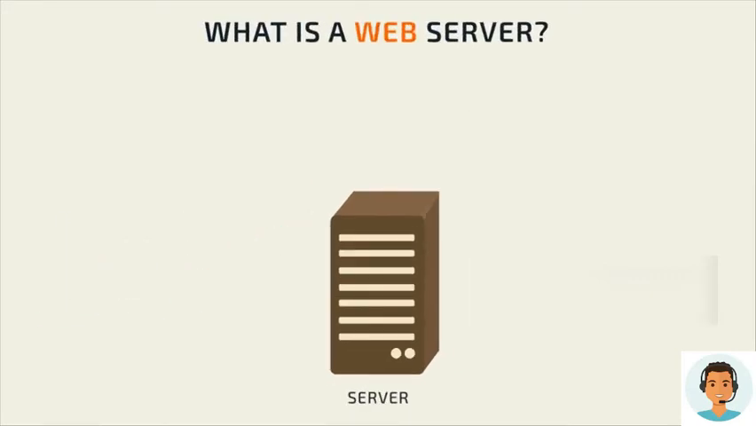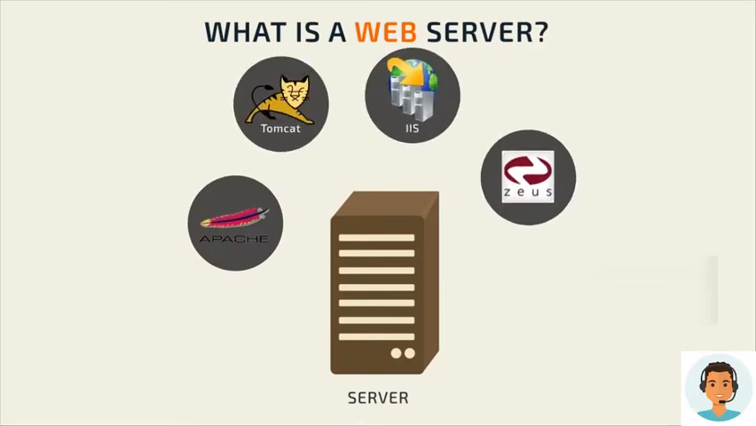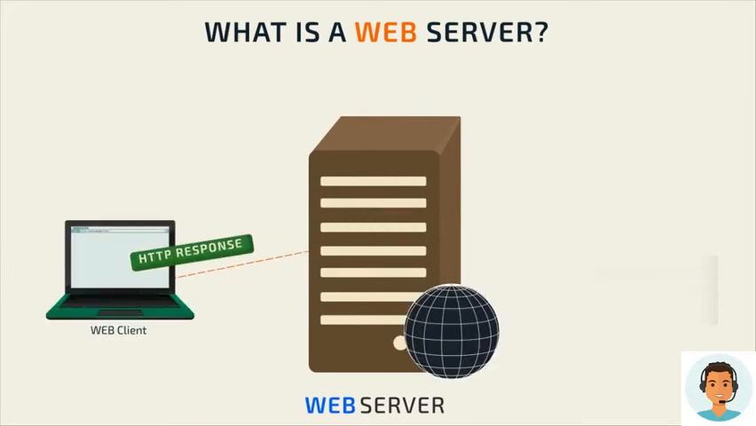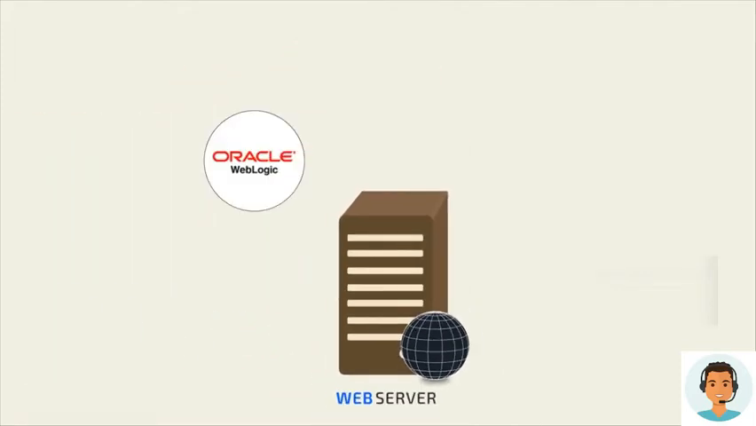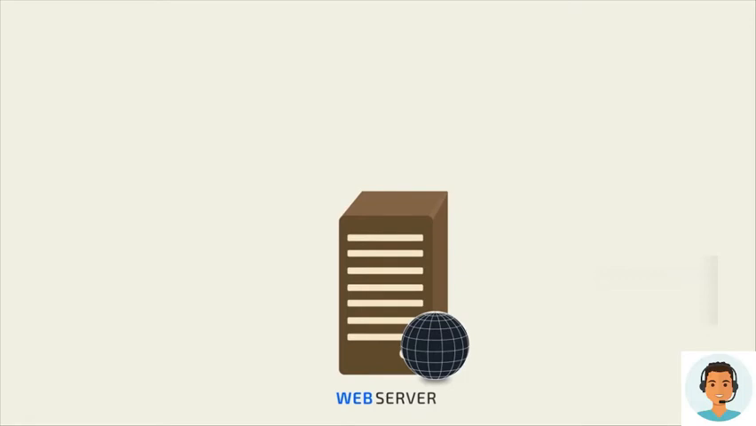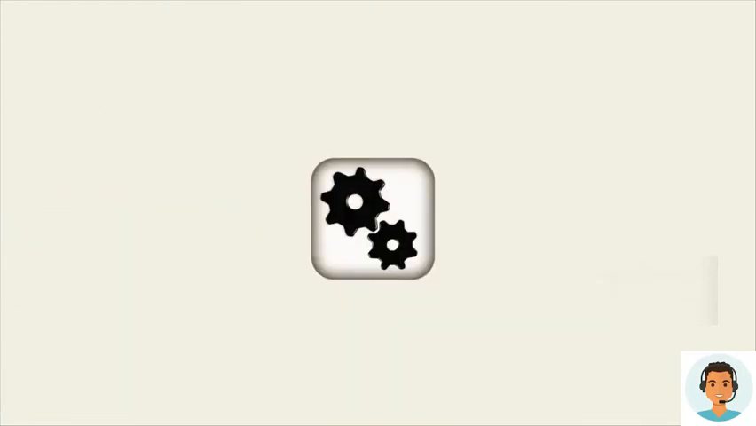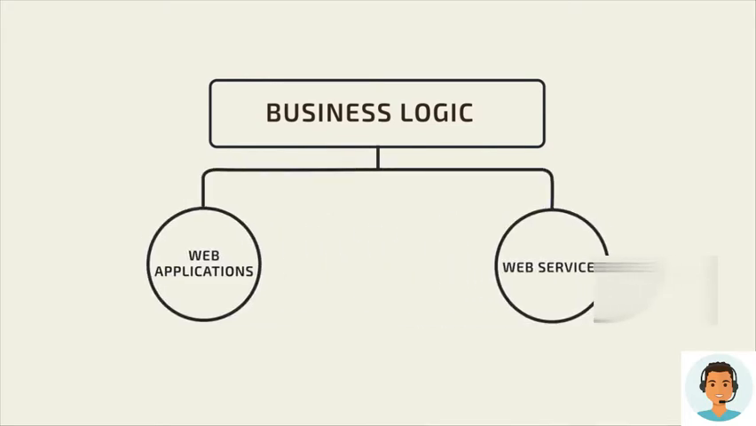When the server service, such as Apache, Tomcat, IIS, or Zeus, is installed on a computer, it becomes a web server capable of handling requests for the static pages. Installing services such as Oracle WebLogic or Glassfish over a web server will transform it into a web application server. This is capable of handling requests to process them based on the business logic and to respond accordingly. The business logic may be implemented using a web application or a web service.